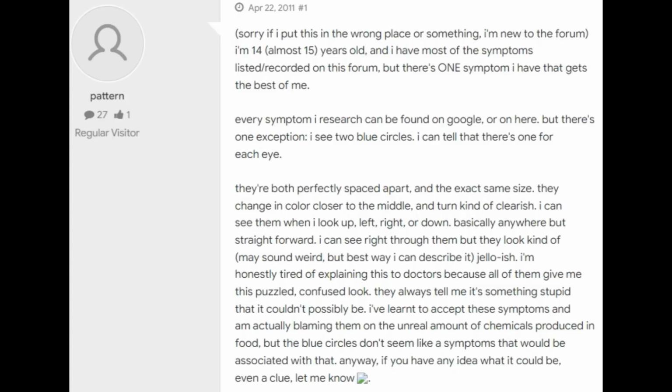describe it, jello-ish. I'm honestly tired of explaining this to doctors because all of them give me this puzzled, confused look. They always tell me it's something stupid that it couldn't possibly be. I've learned to accept these symptoms and am actually blaming them on the unreal amount of chemicals produced in food. But the blue circles don't seem like a symptom that would be associated with that. Anyway, if you have any idea what it could be, even a clue, let me know.